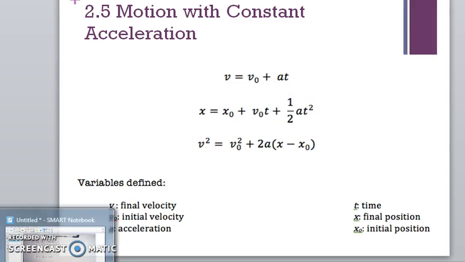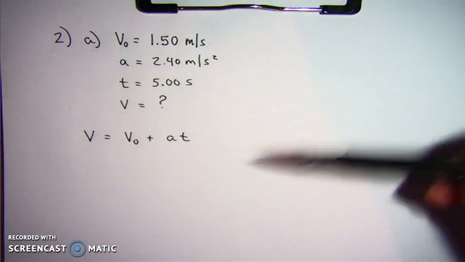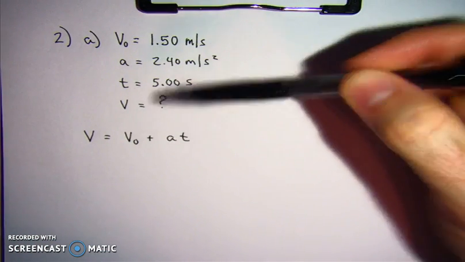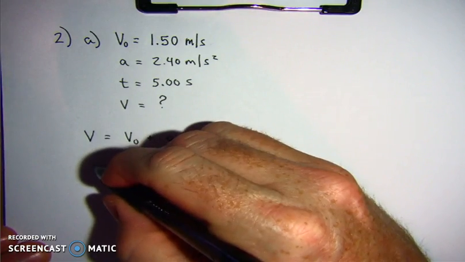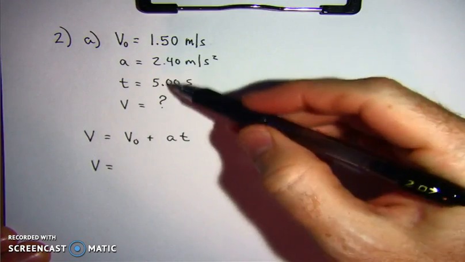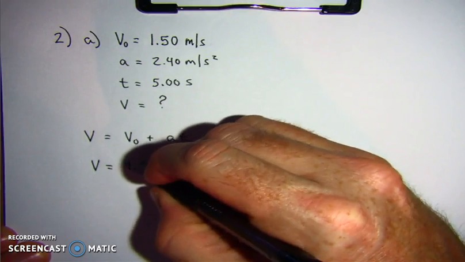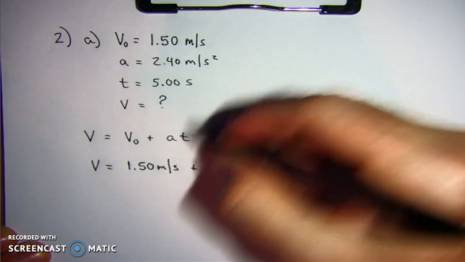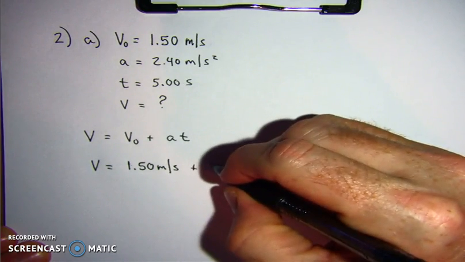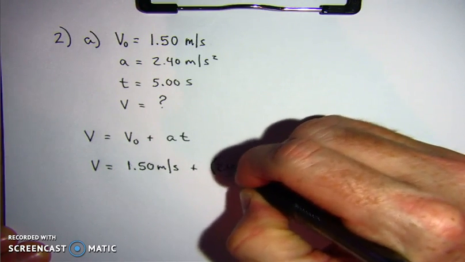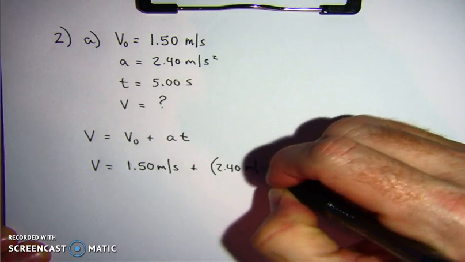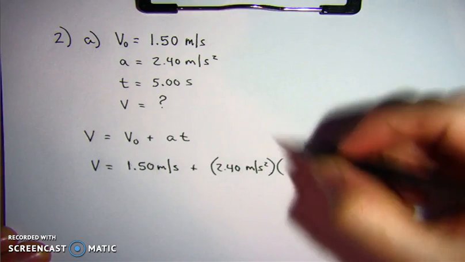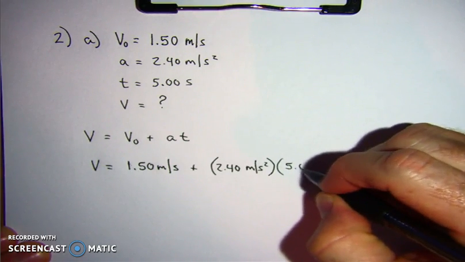So if we go over to a sheet, I already have it written down. And here's our initial velocity, acceleration, and time, and we're solving for final. We'll use this exact equation. I'll go ahead and plug those numbers in. Velocity initial is 1.50 meters per second, and we're going to add to that the acceleration, 2.40 meters per second squared, times the time, which is 5 seconds.